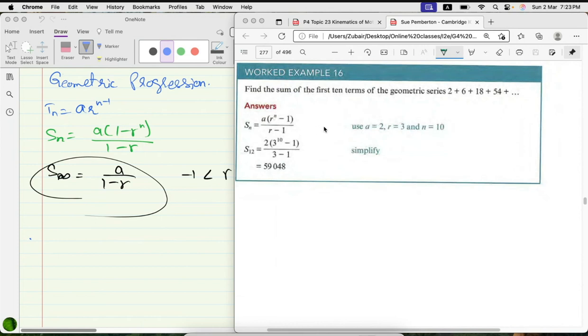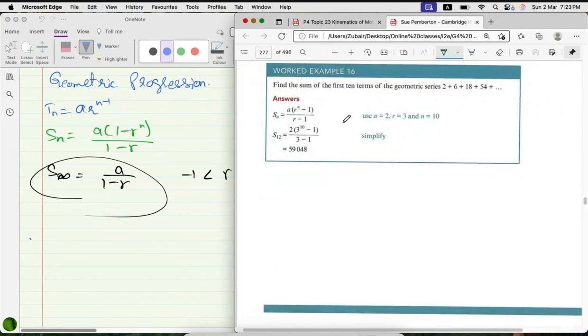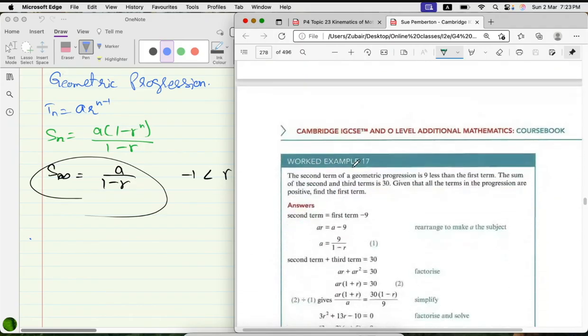Is this done? Yep, I got the same answer. Basically you just have to understand the formula and substitute the correct values.